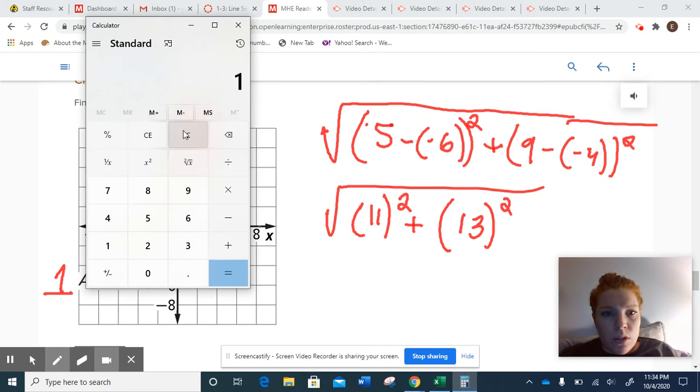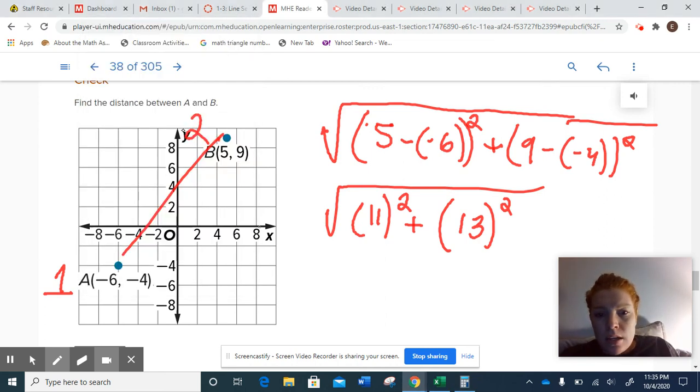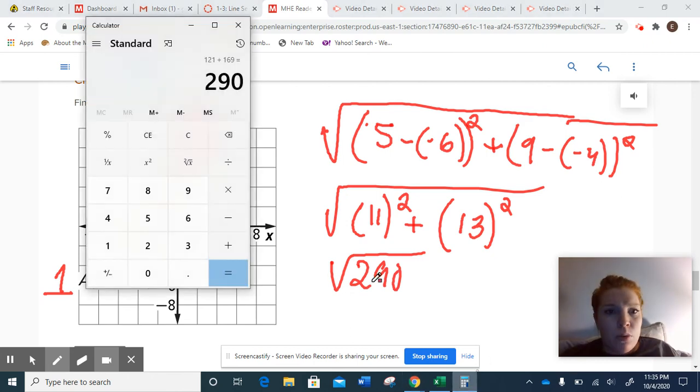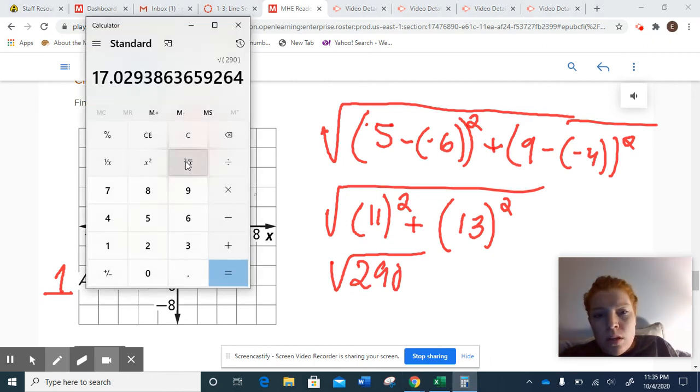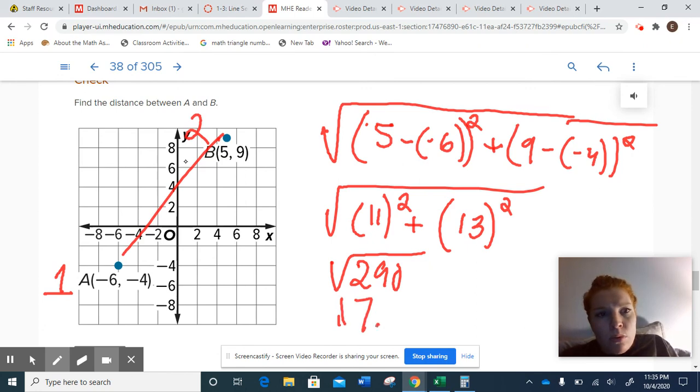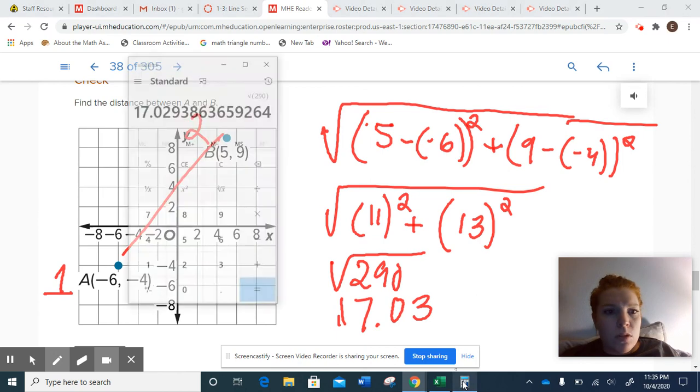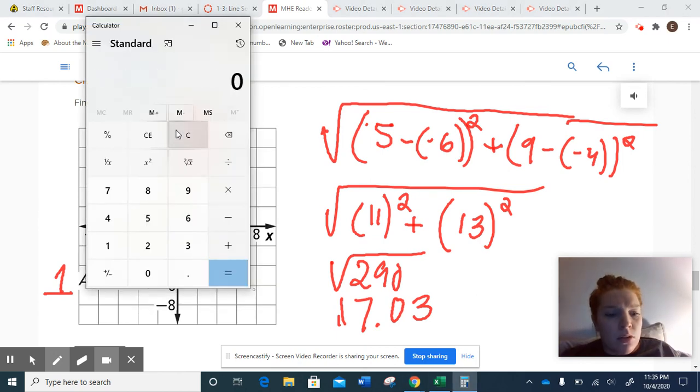11 squared is 121. 13 squared is 169, I believe. 290 is not a nice number to square root. So we're going to go ahead and put that number and square root it. 17 point, what was it? Let's go 2 decimal places, 17.03. I'm just going to double check. Make sure I'm right. 13. Yep. Okay. There we go.